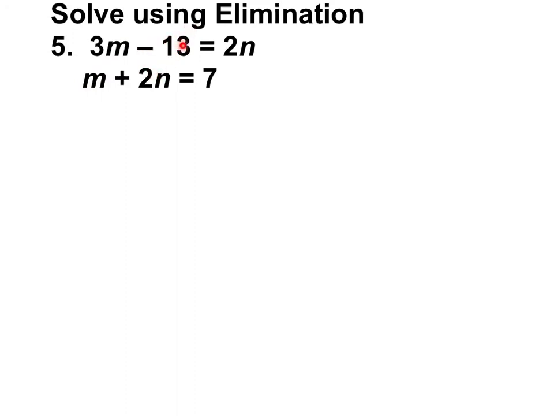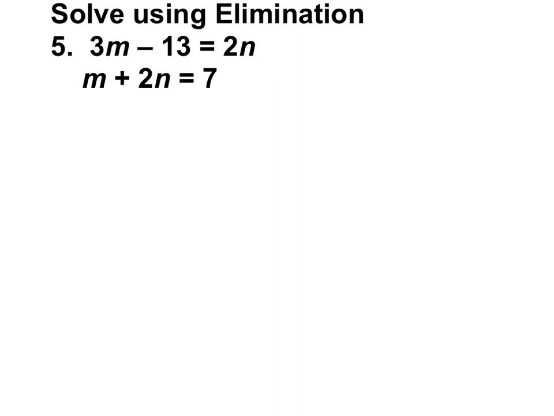I have negative 13 and positive 2n. Those aren't lined up. Those aren't like terms. And same thing on the end here. Negative 2n and 7. Those are not lined up. So I have to change one of the equations to make it so that they're lined up. I kind of like the way this second equation is. I have variable equals number. Maybe I'll make the first equation look like that.